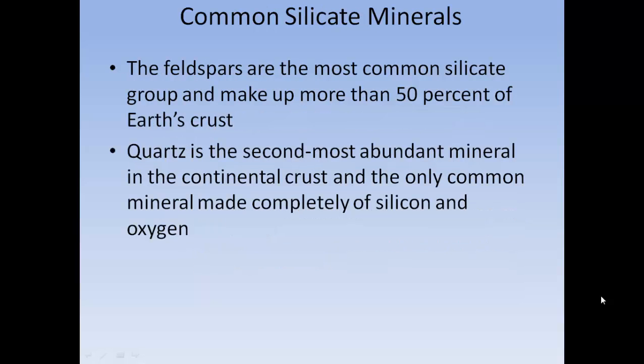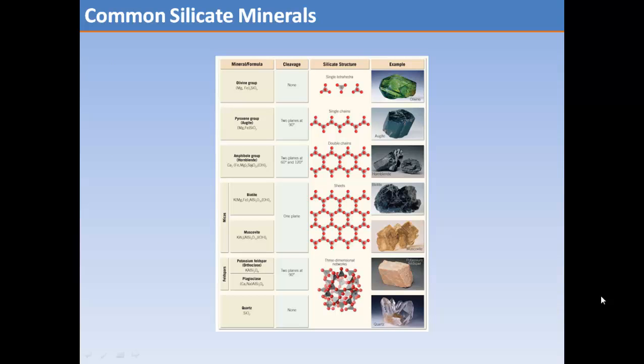The feldspars are the most common silicate group, making up more than 50% of Earth's crust. Quartz is the second most abundant mineral in the continental crust and the only common mineral made completely of silicon and oxygen. So here's our common silicate mineral chart. Here's our olivine group. It has a single tetrahedra and forms small equidimensional crystals.